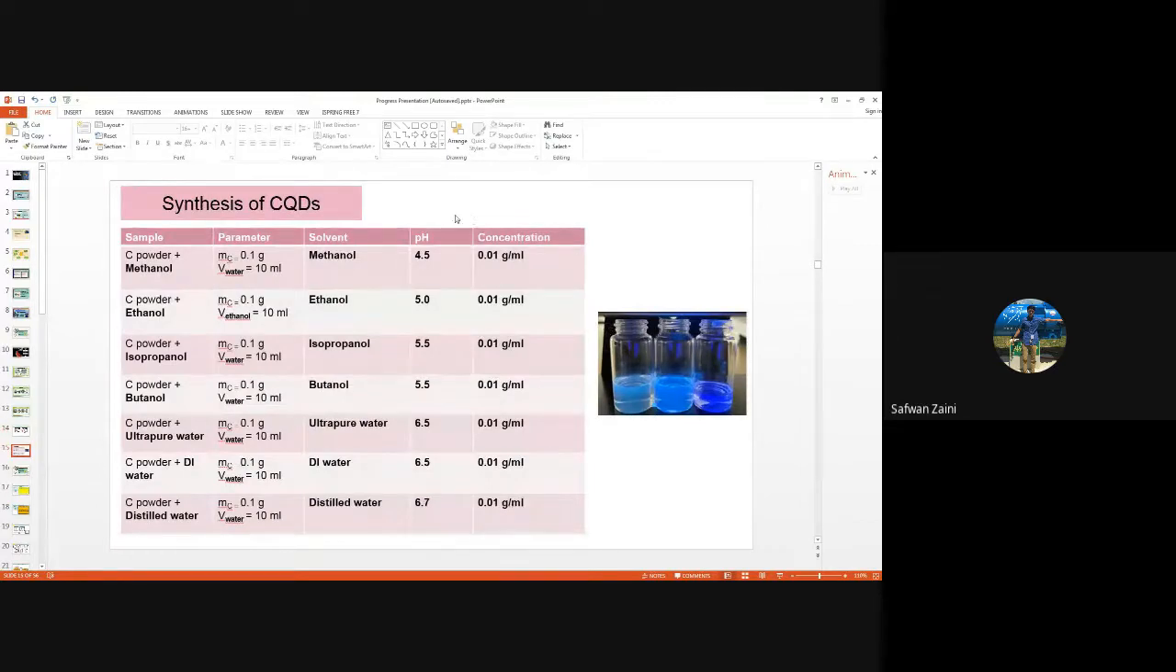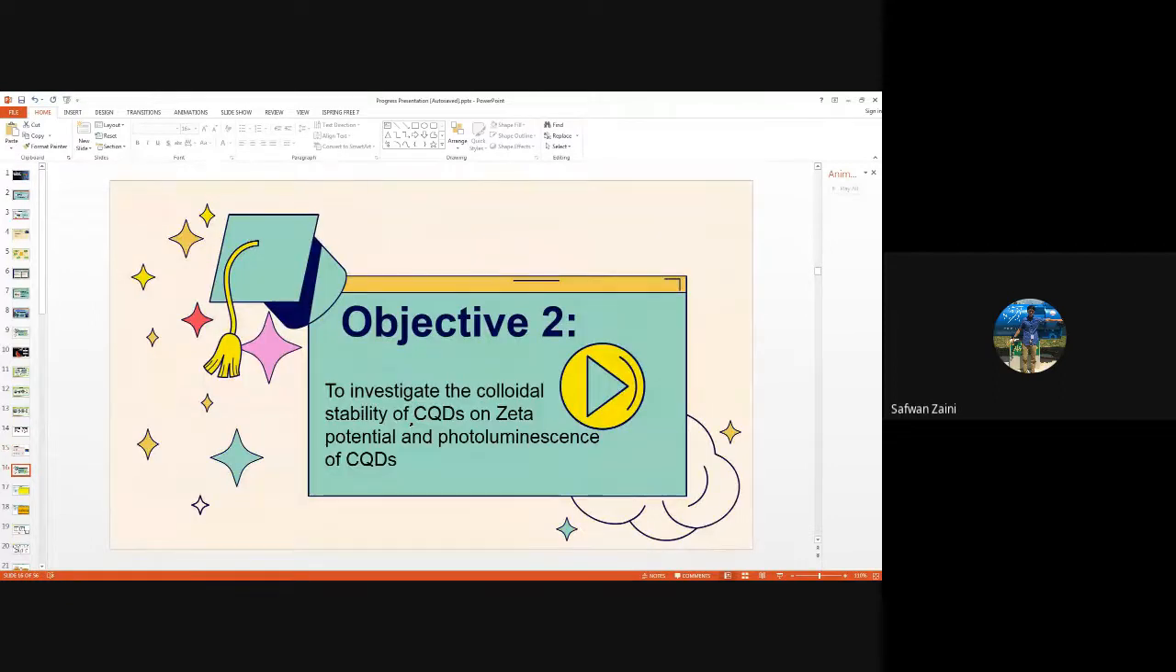So the first objective is that we disperse the CQD in seven types of solvent, which are methanol, ethanol, isopropanol, butanol, and three types of water, which are ultra pure water, deionized water, and distilled water with different pH conditions. And then the second objective is to investigate the colloidal stability of CQD based on zeta potential and photoluminescence of the CQD.